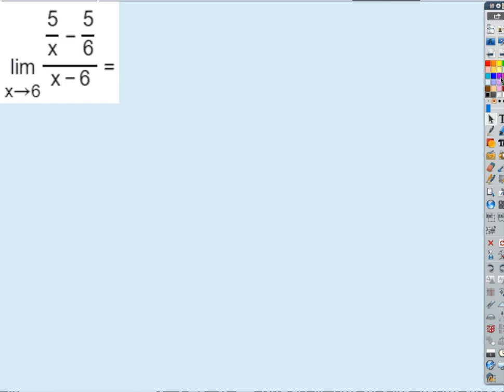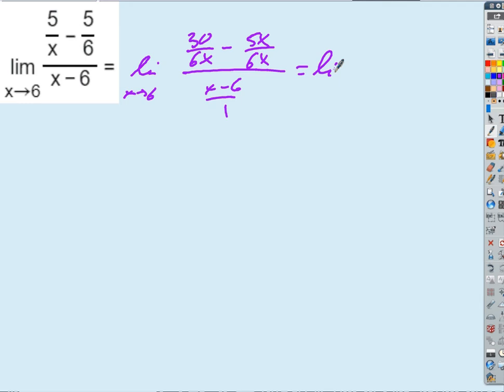Okay, so what do I do on top then? What's my common denominator going to be? Good, I'm going to get 6x, so I've got to multiply this one by 6 over 6. So I'm going to get, would you agree, 30 over 6x minus, what do I multiply this one by? Okay, so 5x over 6x, all over x minus 6 over 1, I guess. And so on the top, I've got my common denominator. I get 30 minus 5x over 6x.